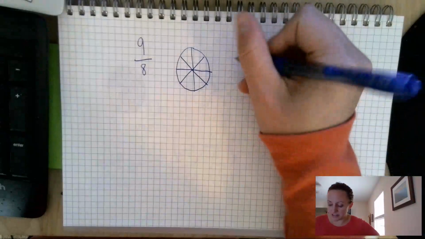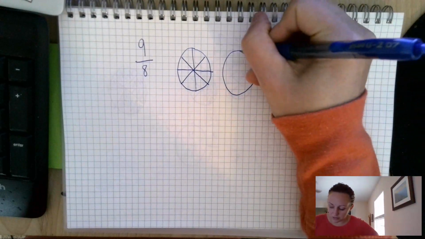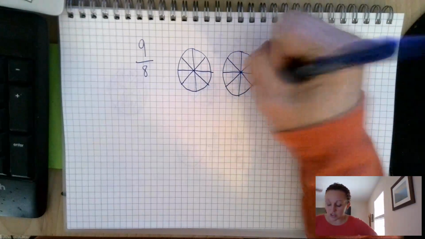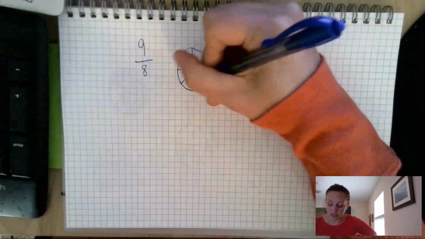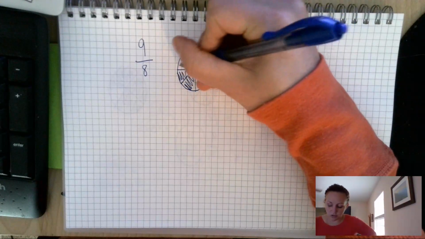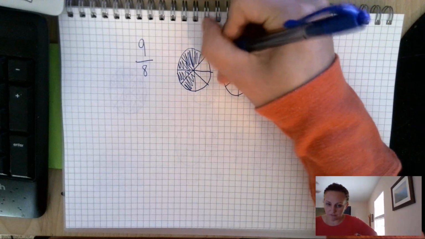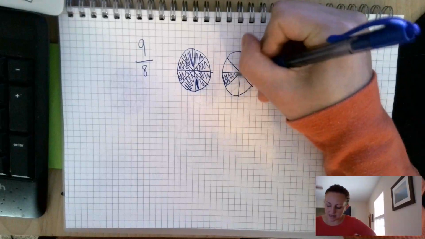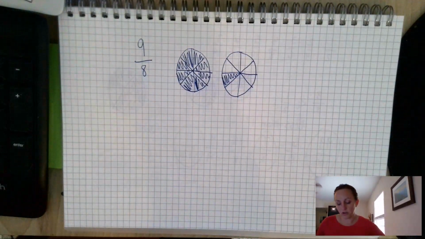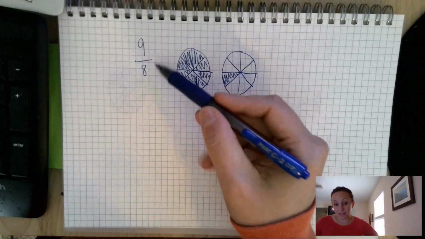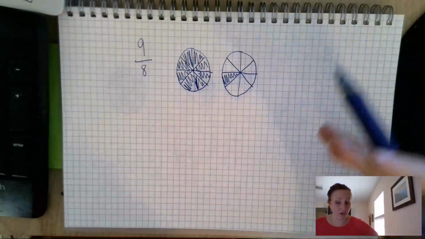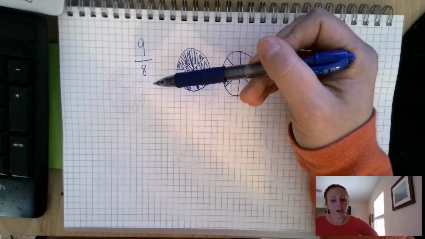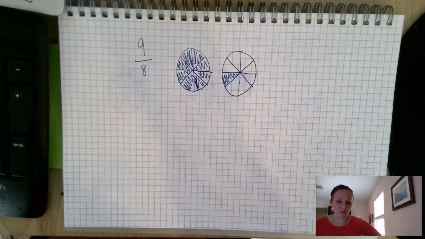You're right, there's not. So I have to draw another whole, also split into 8 pieces, so that I can shade in 9 total. So I shade in 1, 2, 3, 4, 5, 6, 7, 8, 9. I've shaded in more than one whole, so that means that 9/8 is worth more than 1. Anytime my numerator is bigger than my denominator, that fraction is worth more than 1.